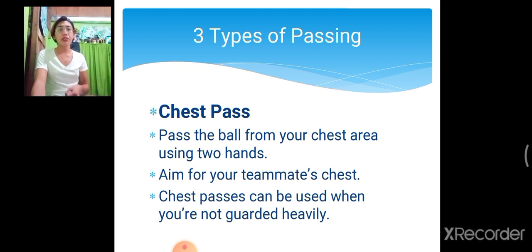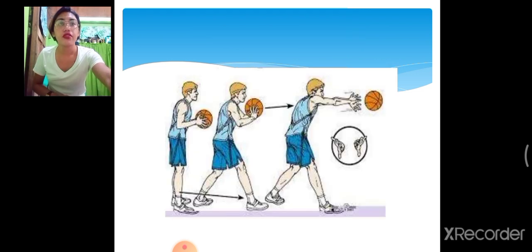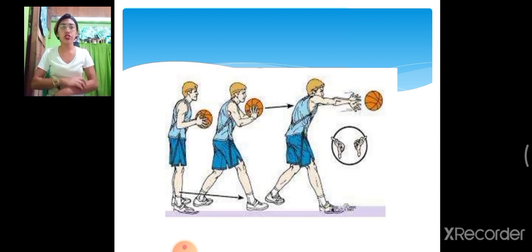So what is a chest pass? A chest pass is passing the ball from your chest. So like that. If you saw me, you can pass the ball to your teammates. Like this. Chest passes can be used when you are not heavily guarded. Okay, so this is a picture that we can use as an example of a chest pass.